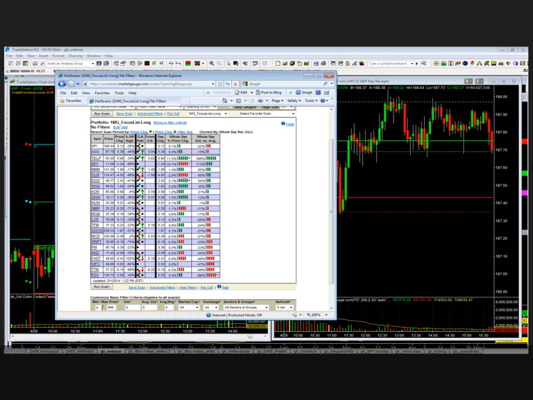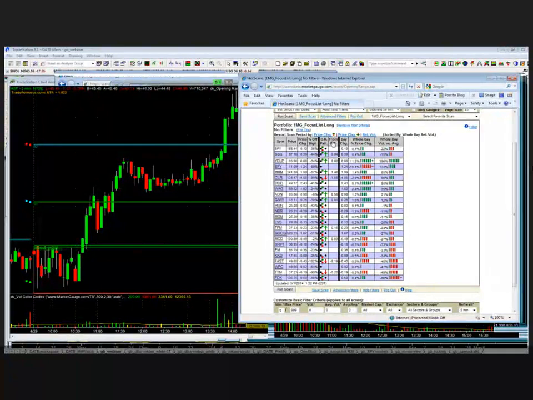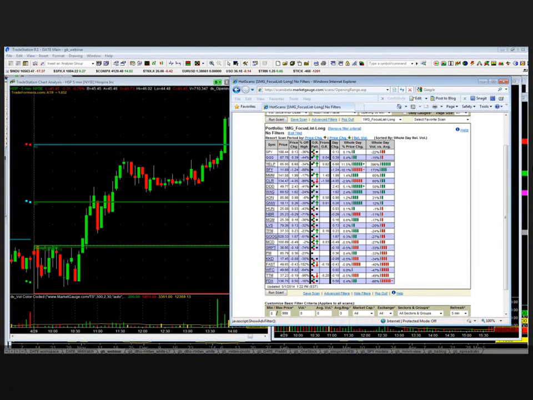I closed my pen, 1 second. You do it just by looking at the icon, this opening range pattern icon.